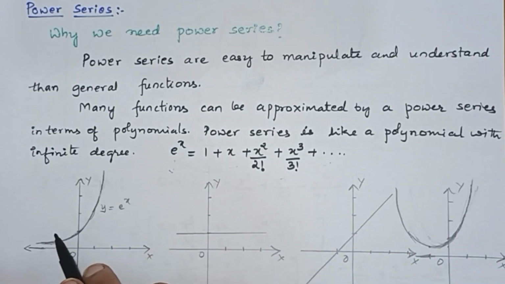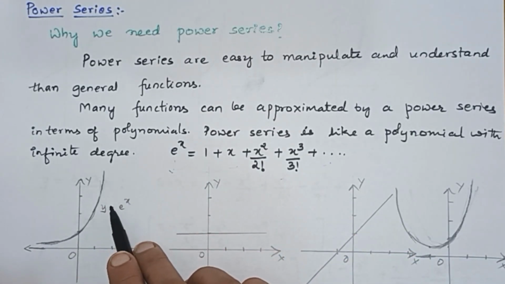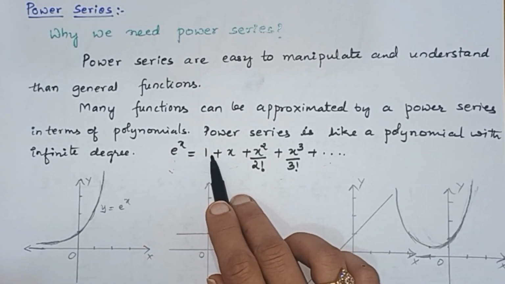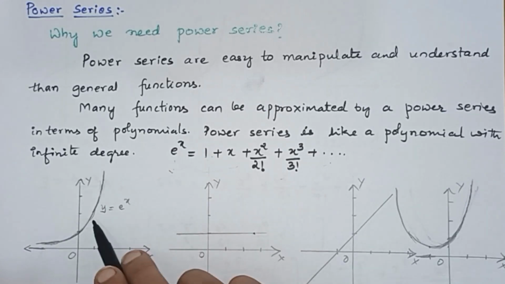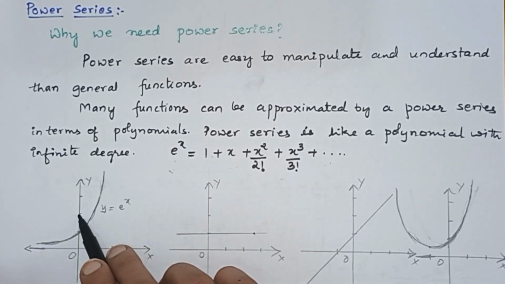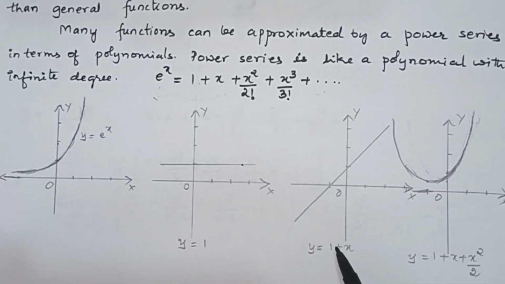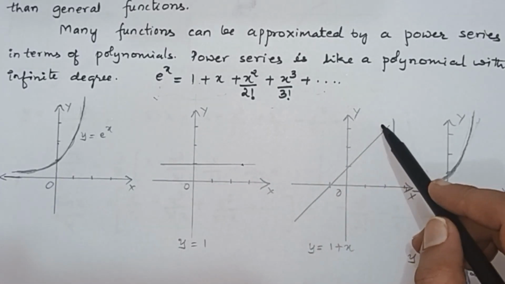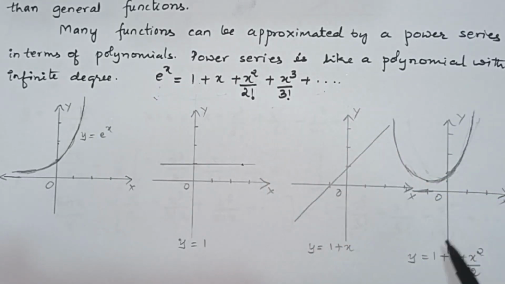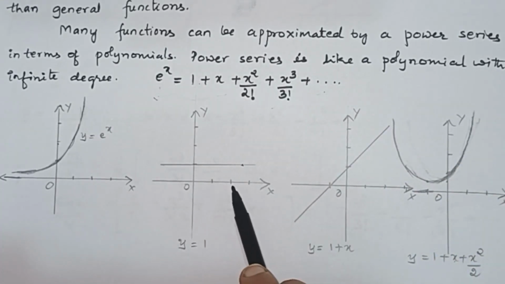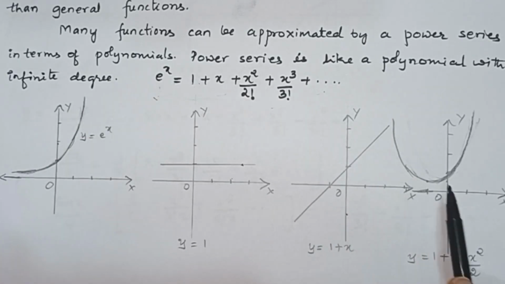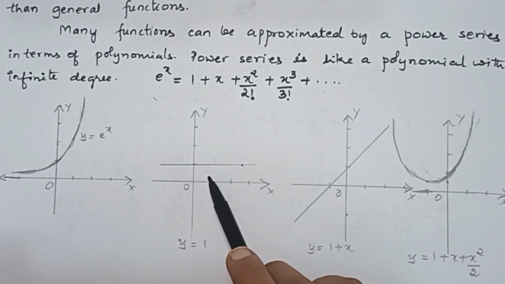Say, for example, this is the graph of y equal to e to the power x. When you have the first term, that is y equal to 1, then it is a line parallel to the x-axis. It can't be an approximation to this function. When you consider two terms, y equal to 1 plus x, then this is the graph of the function. For three terms, y equal to 1 plus x plus x square by 2 factorial, this is the graph of the function. Compare the first term, the second with two terms, and here three terms. This is getting to be a better approximation than the first one.